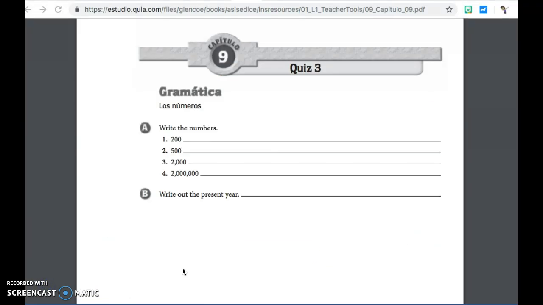Take a look at this activity. This would be 200, and you would say 200, 500, 2000, 2 million, 2 millones. Yep, 2 millones. The present year, see if you can write this out as I say it. 2019. Well, obviously you know what year it is, so that should be easy.